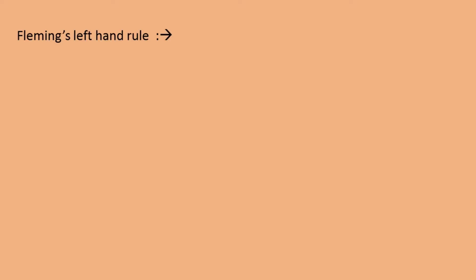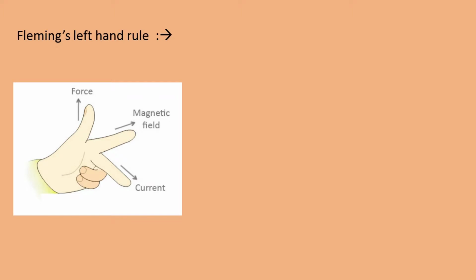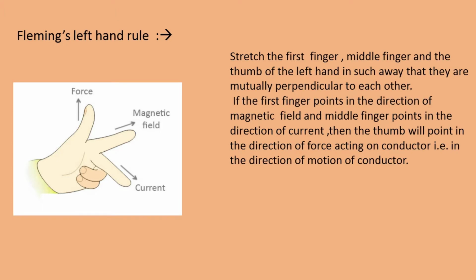Consider Fleming's left hand rule. Hold the first finger, middle finger and thumb of the left hand such that they are perpendicular to each other. Means the first finger is perpendicular to the middle finger, and it is also perpendicular to the thumb. Then the first finger gives the direction of magnetic field, the middle finger gives the direction of current, and the thumb gives the direction of force acting on the conductor, that is, the direction of motion of the conductor.